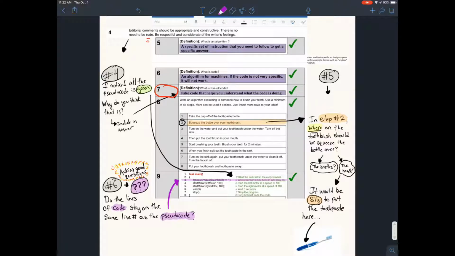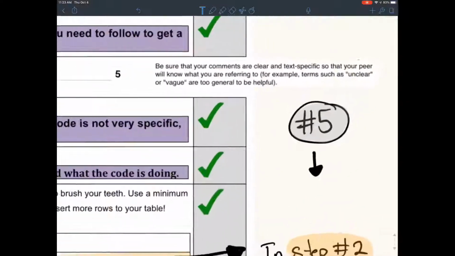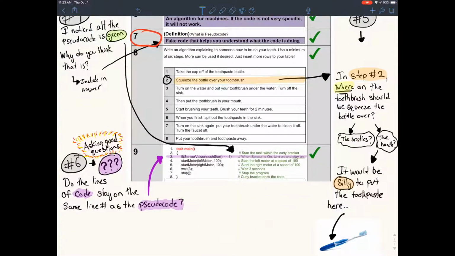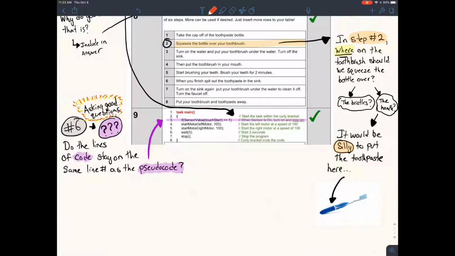Number 5, on the other hand, is telling you guys that you should make sure comments are clear and text specific so that your peer will know what you're referring to. So, for example, over here, on step number 5, I am talking about step number 2 in his algorithm. So step number 2, I drew an arrow over 2. So this step over here is saying, squeeze the bottle over your toothbrush. So I've mentioned where over the toothbrush: the bristles, the handle. It would be kind of silly to put the toothpaste on the handle of the brush.